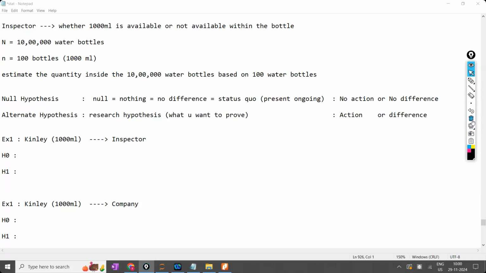What is the null hypothesis and what is the alternate hypothesis for this case? The null hypothesis says that there is no difference, before or after your suggestion is implemented. The alternate hypothesis says that there is a difference. If there is a difference, you have to take the action. What action? The suggestion you have given has to be implemented.